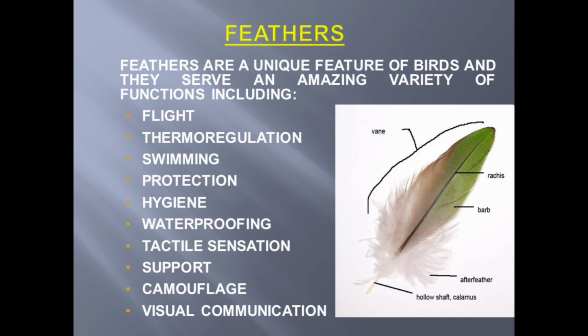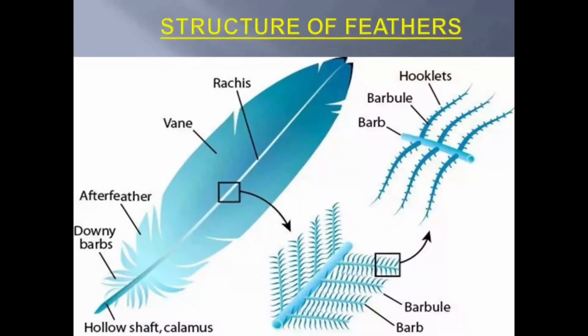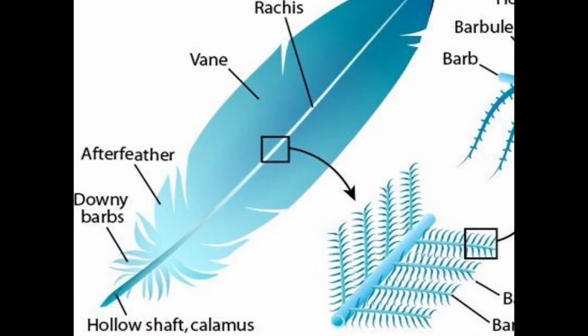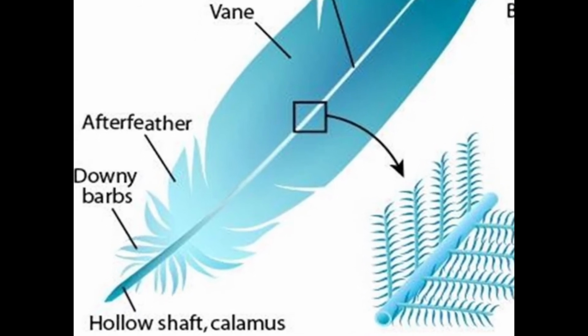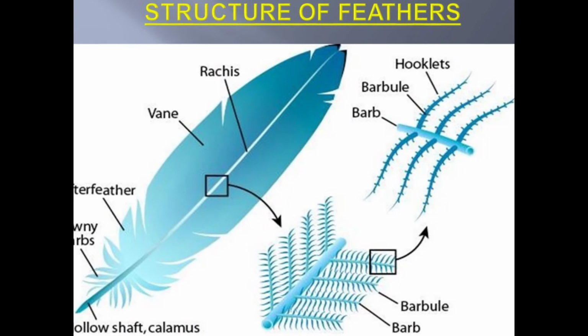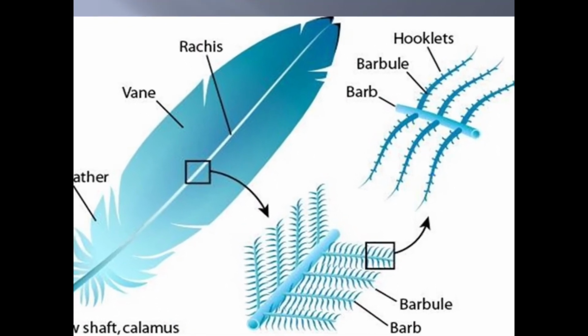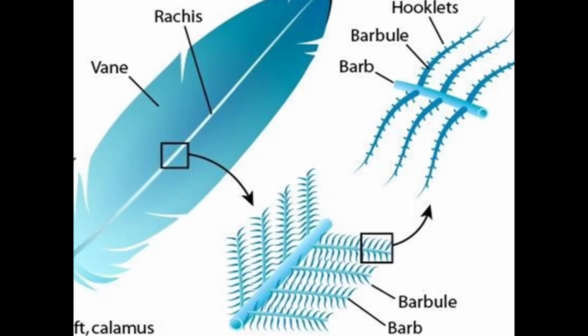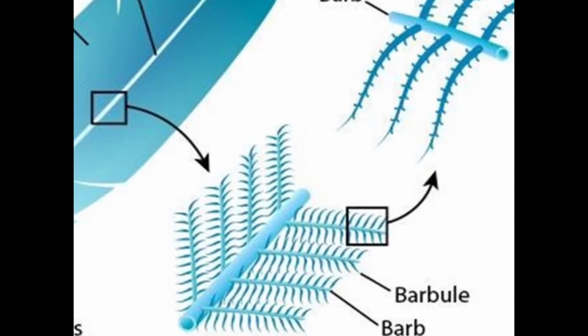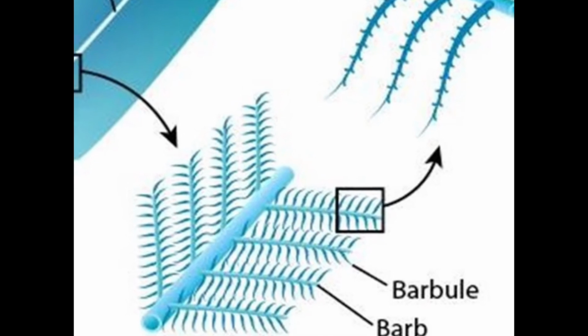Let's see the structure of a feather. The portion of the feather joining to the body is a hollow shaft, or we can say calamus. After that, downy barbs, afterfeather, vane and the rachis. The closer view of the vane is shown in the picture, which consists of barbs and barbules. A still closer view of the vane is also shown on the top right portion of the picture.